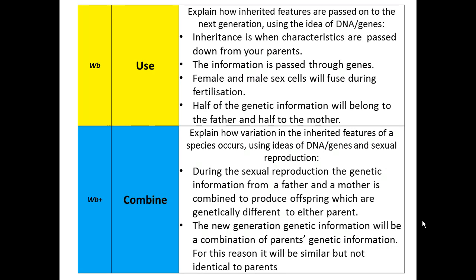Then for the last one, explain how variation in the inherited features of a species occurs. During sexual reproduction, the genetic information from a father and a mother is combined to produce offspring which are genetically different to either parent. The new generation's genetic information will be a combination of the parents' genetic information. For this reason, it will be similar but not identical to the parents. Please pause the video if you need time to check your answer or add extra details.